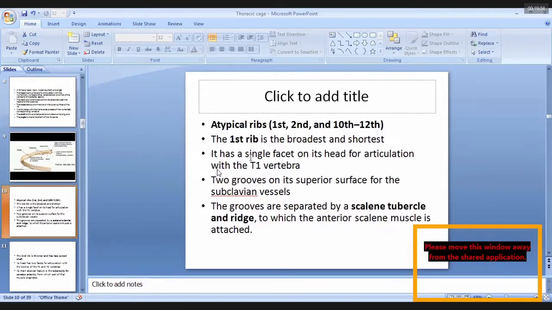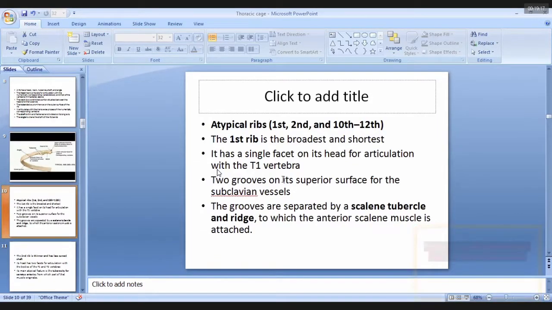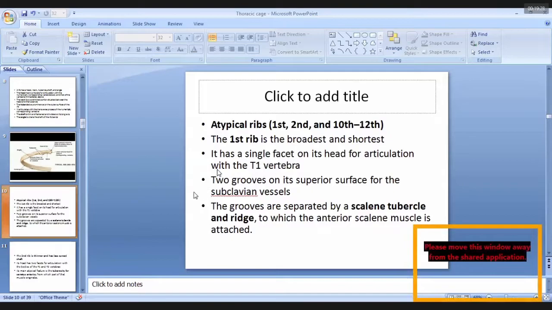And the second feature, it has a single facet on its head for the articulation with the T1 vertebra. So first feature, it is much broader and shorter as compared to the other typical ribs. Second feature, all the typical ribs contain two facets on their heads, but the first rib contains only a single facet for the articulation with the T1 vertebra. And there are two grooves on its superior surface for the subclavian artery and subclavian vein, and these grooves are separated by a tubercle or protrusion known as the scalene tubercle for the attachment of the anterior scalenus muscle.